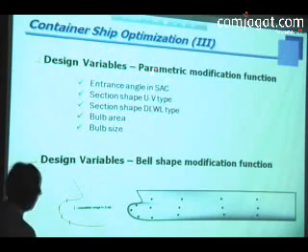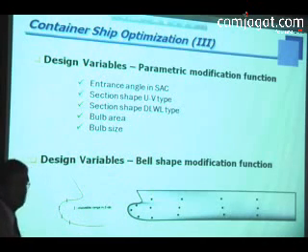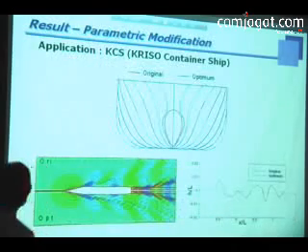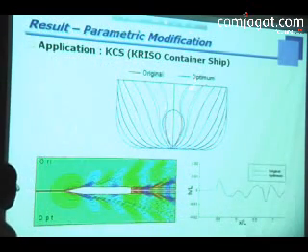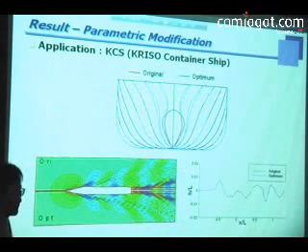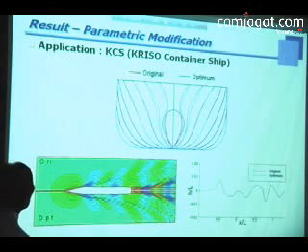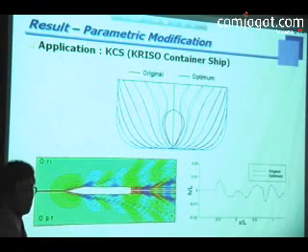Instead of this parametric modification, the bell shape modification function you can see here. Here, bell shape. So this is 1, 2, 3, 4, 15 and 1, 2, 3, 4. 19 design variables are used for this bell shape modification function. So we'll compare the result now. Next please. So this is the result of original and optimum, fore part, because the after part was not changing. Original and optimum. So this is the parametric modification result.